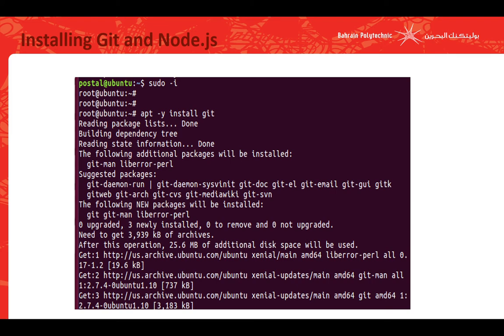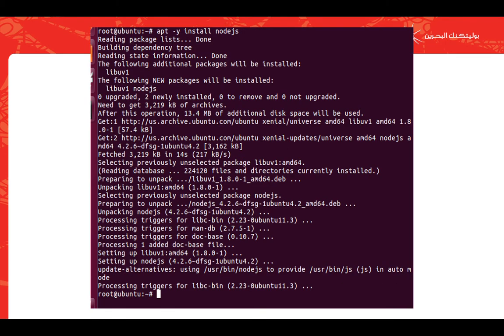Next, we're installing the software Git and Node.js. Now, using the command sudo -i to log in as root, so we don't have to write sudo every time before writing any command to install a software. Next, we install Node.js.